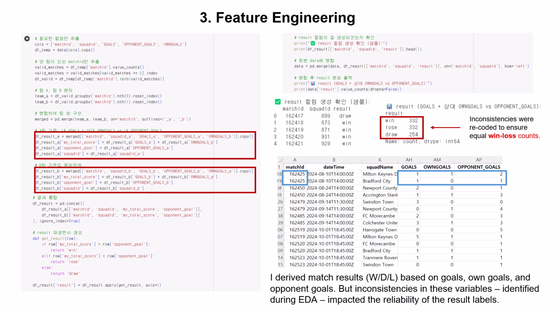Based on the selected variables, I began engineering new features to better represent actual team performance. I first created match results, win, draw or lose, based on the goal-related fields: goals scored, own goals and opponent goals. However, due to inconsistencies found in the EDA phase, as I showed you, these values didn't always align perfectly. So I recoded inconsistent records to maintain balance, ensuring that a win for one team is always a loss for the other.